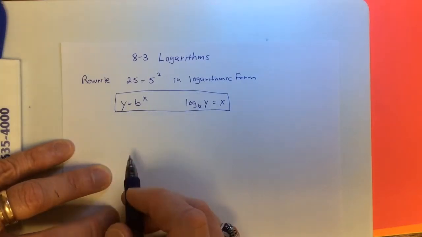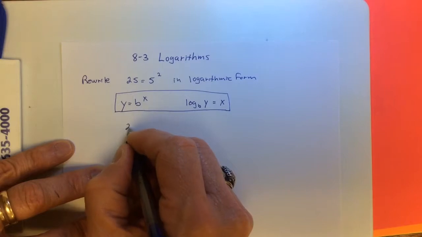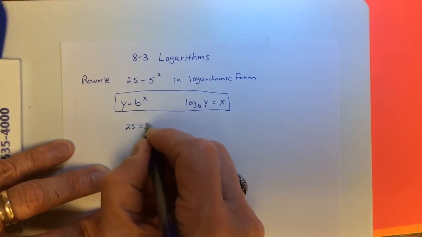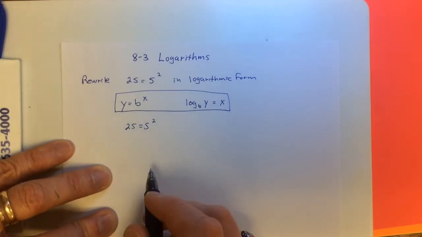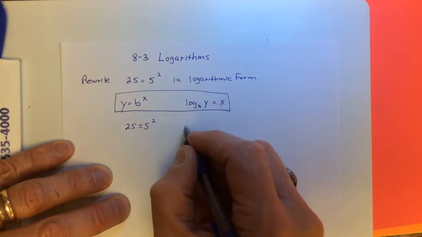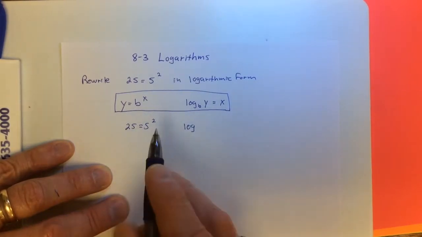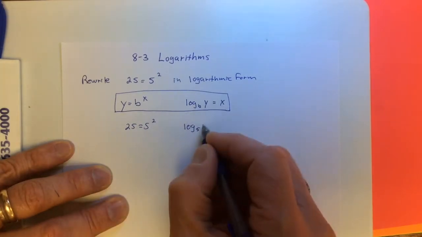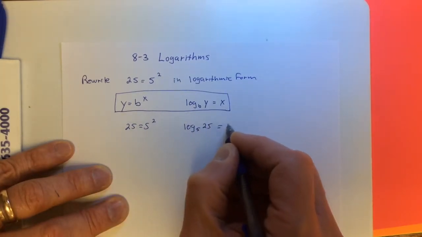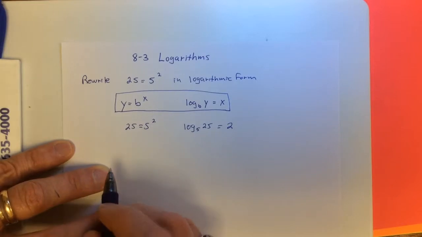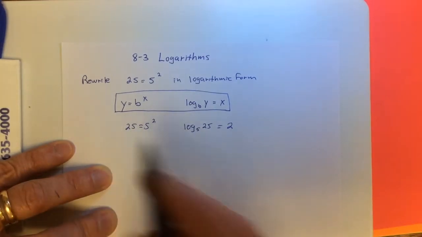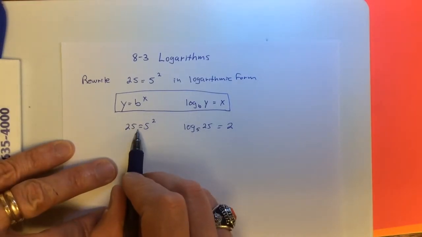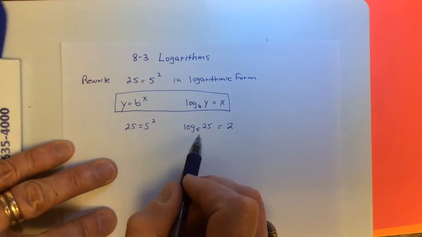to exponential form. So we're going to take this 25 equals 5 squared and rewrite that into logarithmic form. So that would simply be the logarithm with a base of 5, because this is the base, of 25, and that equals 2, the power. That's it. So skill number one is convert from exponential form to logarithmic form.